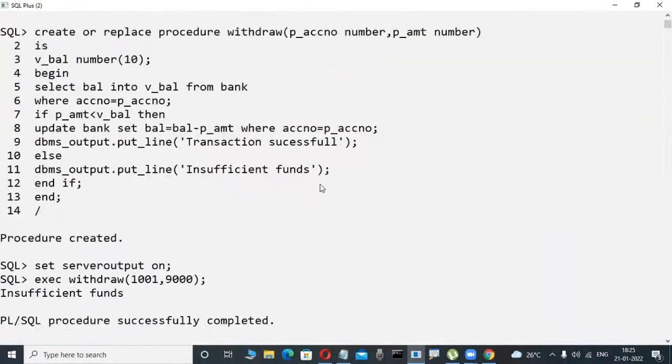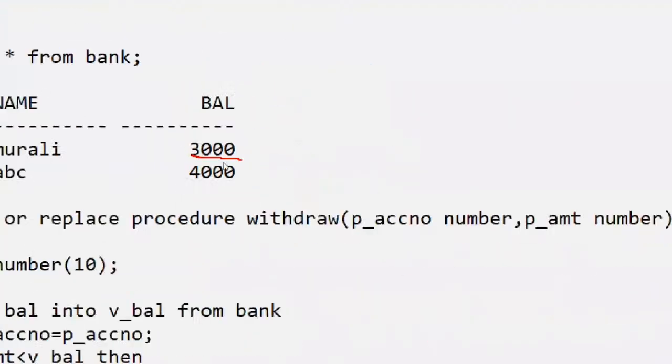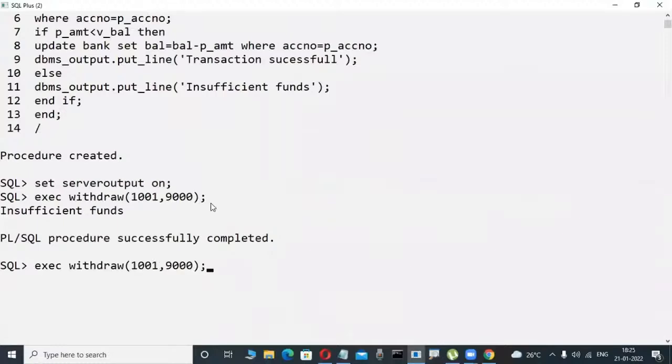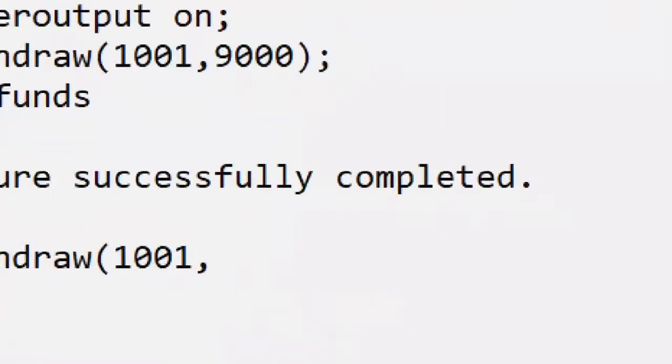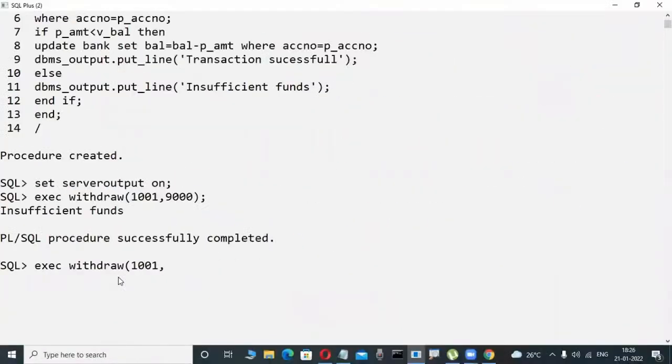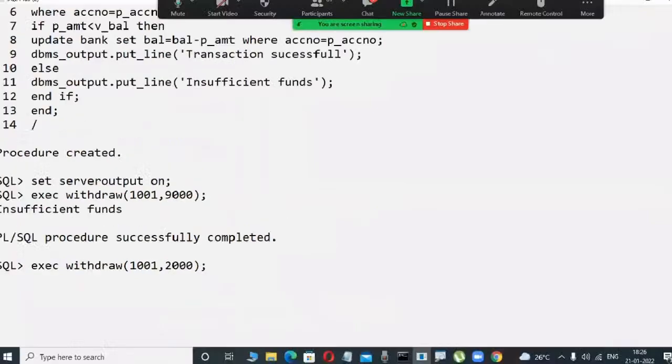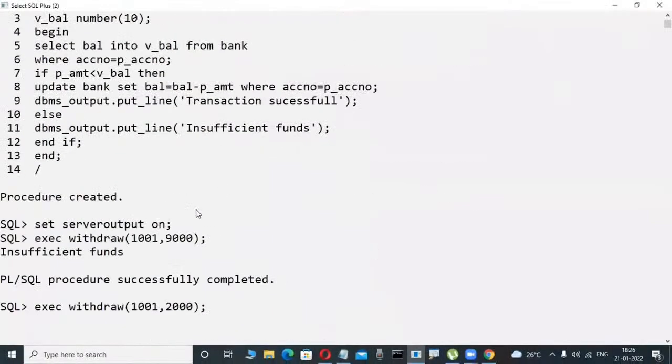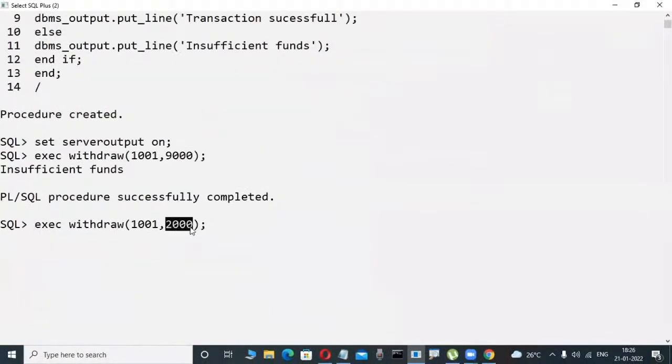For example, in this case, here my balance is 3,000. Now I try to withdraw 2,000 rupees. Observe here, 1001 is my account number. I try to execute the withdraw procedure again. Now I try to withdraw 2,000 rupees. Possible? Possible. Why? Because here my balance is 3,000, and I try to withdraw only 2,000, which is possible.